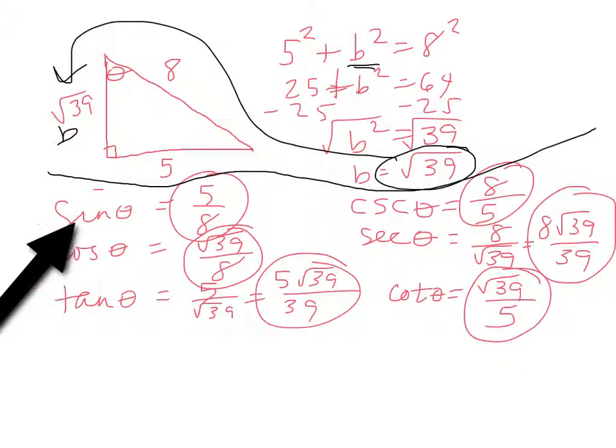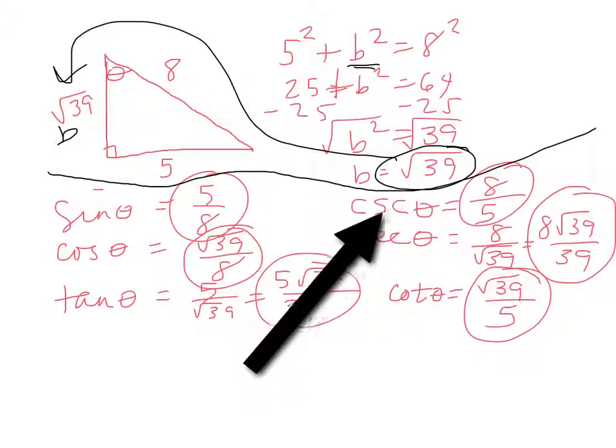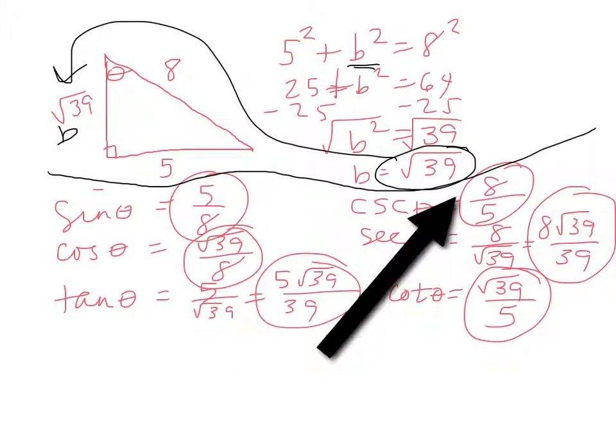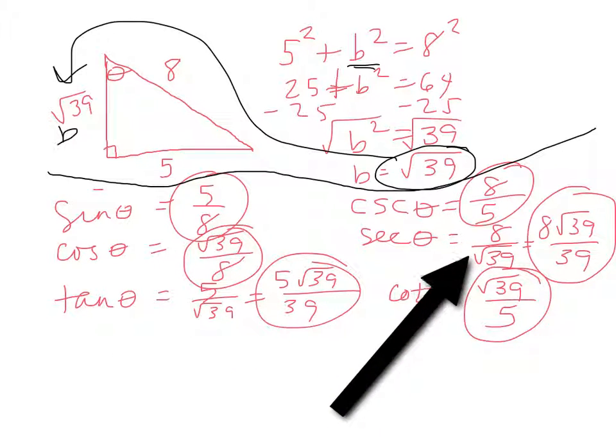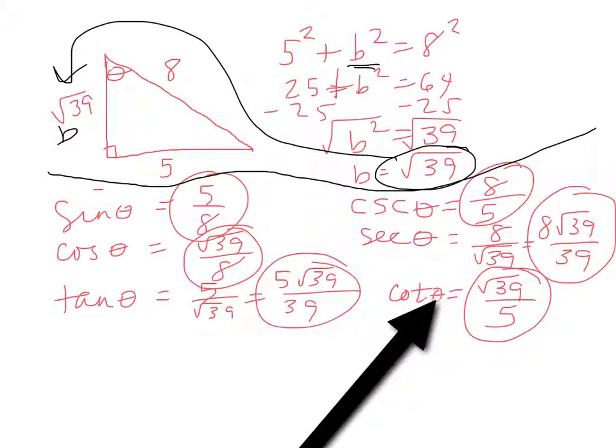Then we did the reciprocal. The reciprocal of sine is cosecant, so flip sine's answer upside down. We flipped secant's answer upside down and rationalized it. And we flipped cotangent's answer upside down.